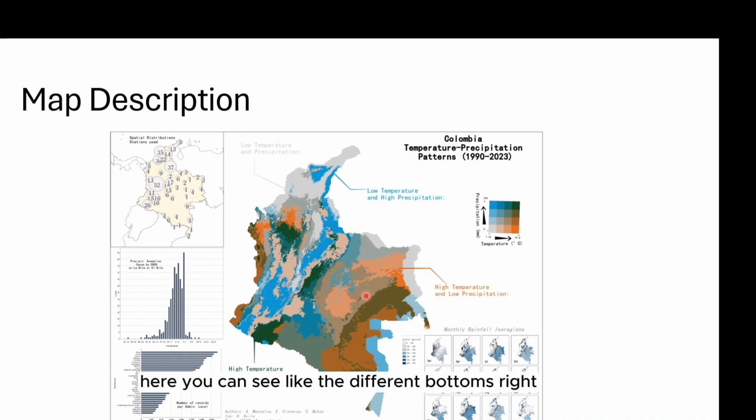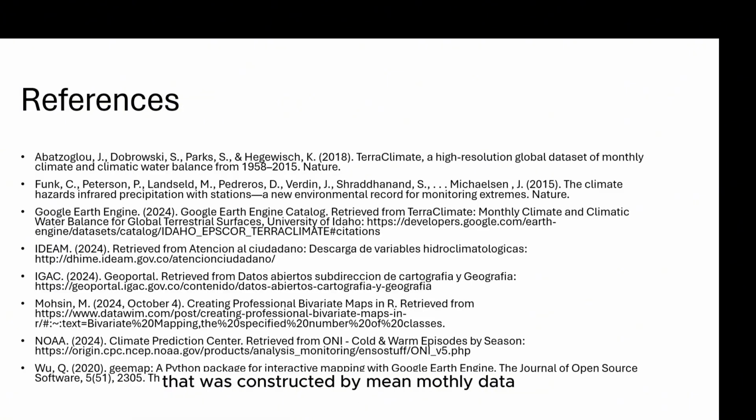Here you can see the different patterns, right, where it goes from low temperature and high precipitation in specific areas. For example, the Sierra Nevada de Santa Marta, which is in an arid region like this one, has a really high peak in elevation. And finally, you can also see a mosaic like the one I showed before that was constructed with mean-only data.